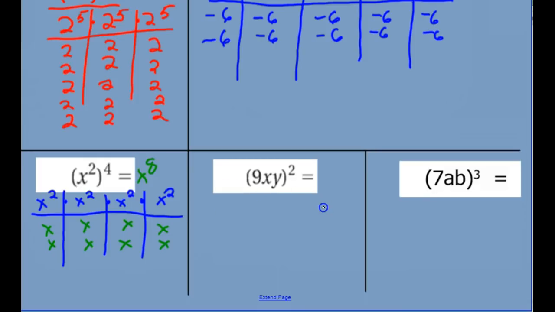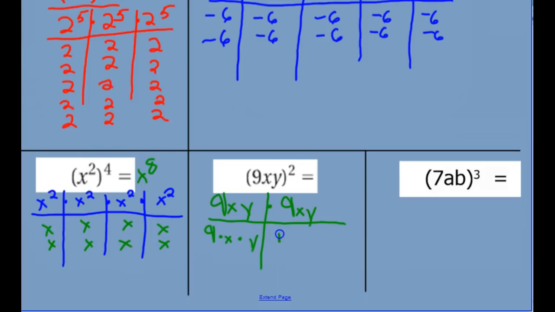Now on this problem, we have a lot of things in our parentheses. So what we have is 9 and x, y, but we have that twice. So 9xy. Now what we're going to just do is we're going to count up how many terms we have of each number. So in this one we have 1 9, we have 1x, and we have 1y.